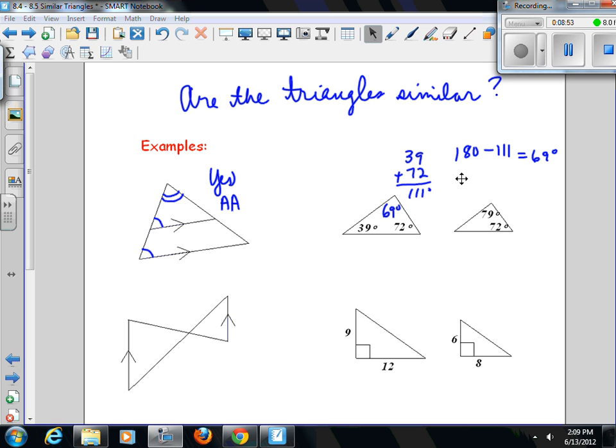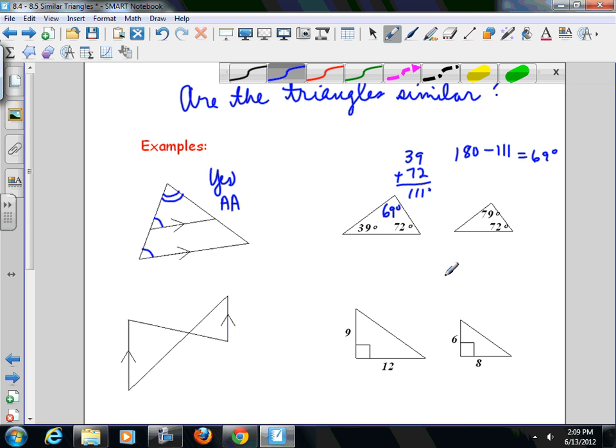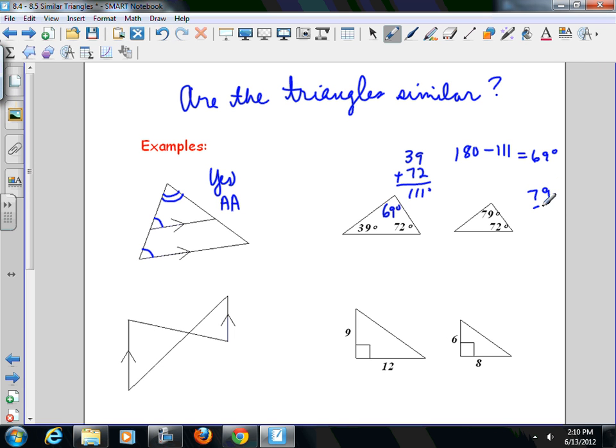So right off, we're looking at this and saying, wait a minute, can these be similar? Well, let's take a look and see if we can find out the third side over here. It doesn't look like that's going to happen, but let's see. Over here we have this triangle with 79 and 72 degrees, so let's find the third angle. 79 and 72, if we add them, gives us 151 degrees. 180 minus 151 gives us 29 degrees. So our missing angle is 29 degrees.